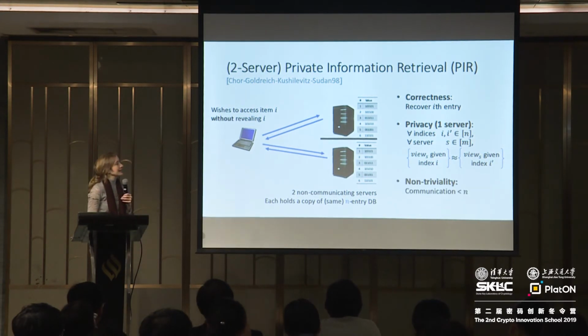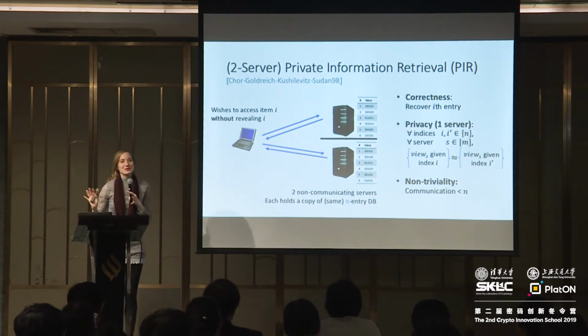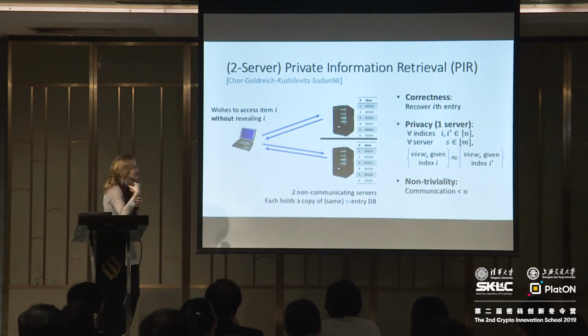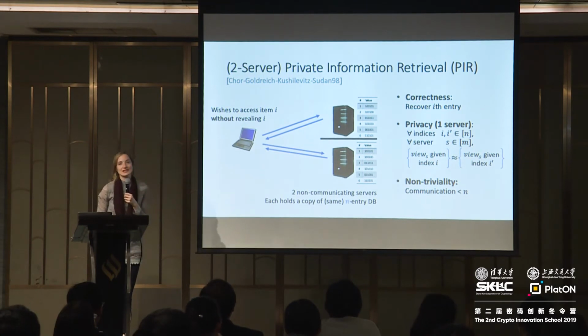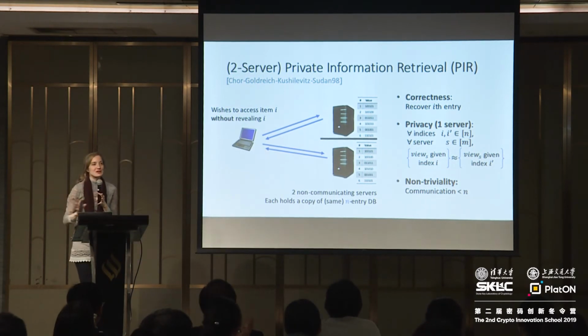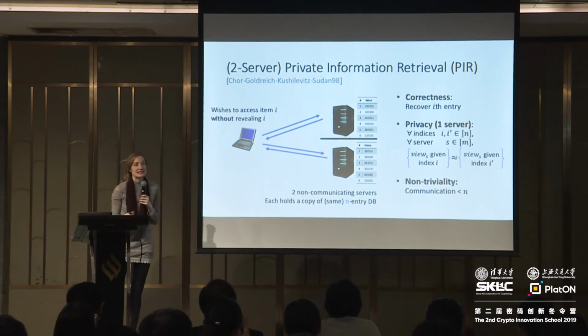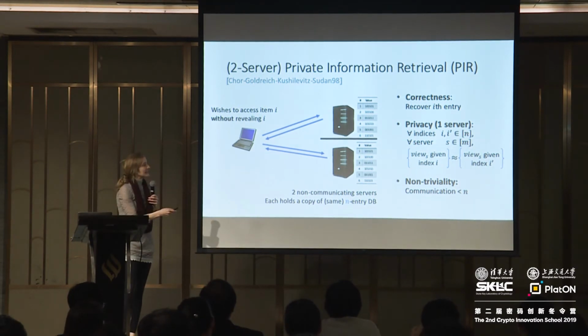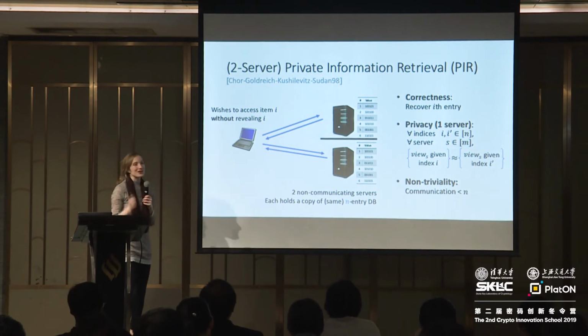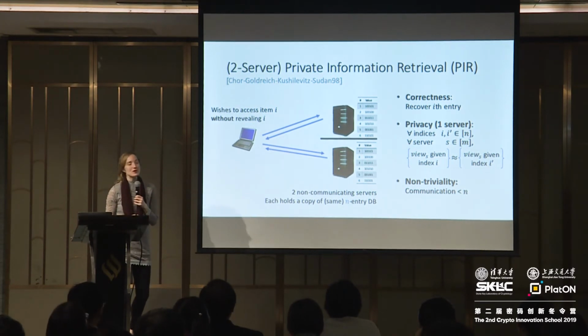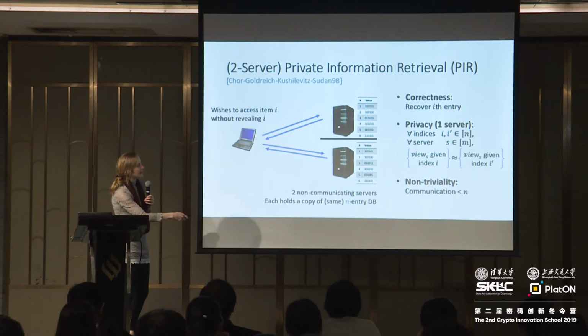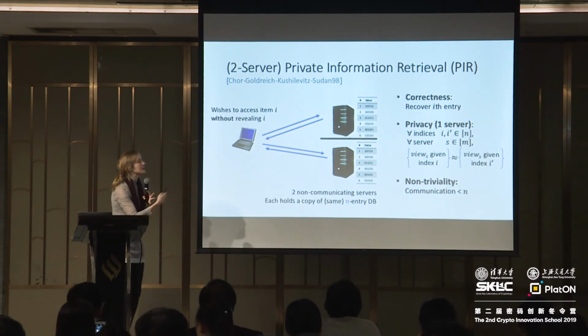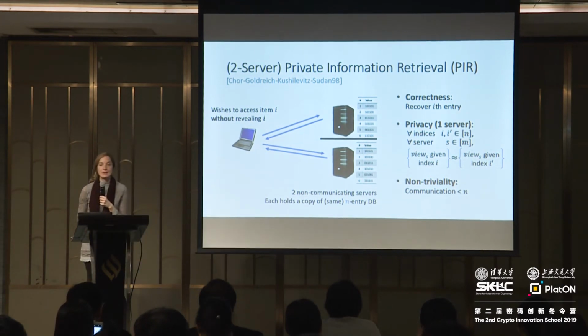And finally, there's always a solution to this problem where the server just sends the entire database to the client. This gives you perfect privacy in the sense that there's no information about the index leaked. But obviously this is not a very satisfying solution. And so to actually call yourself a private information retrieval scheme, you need a non-triviality condition that the communication is strictly less than the database size.